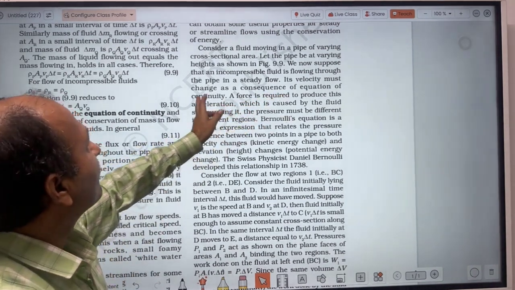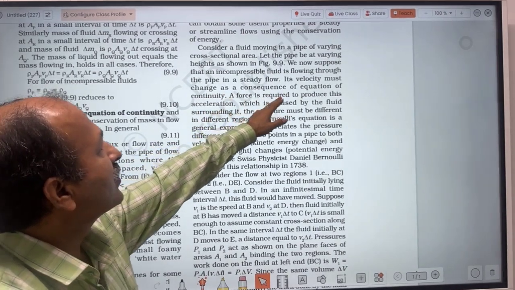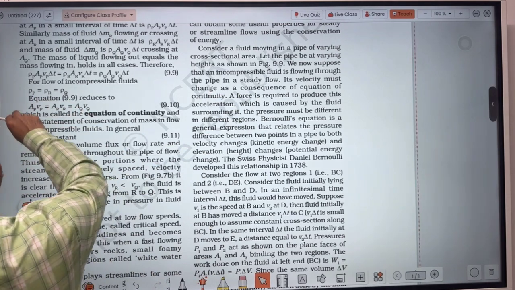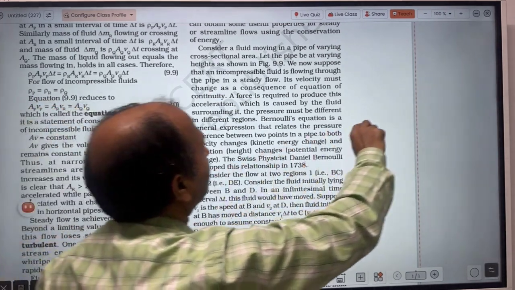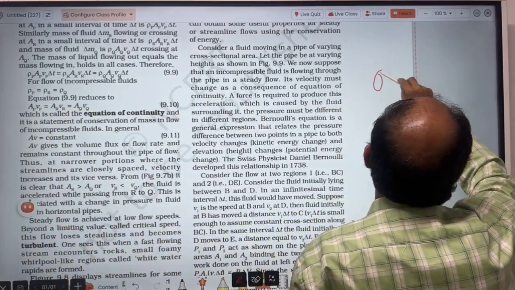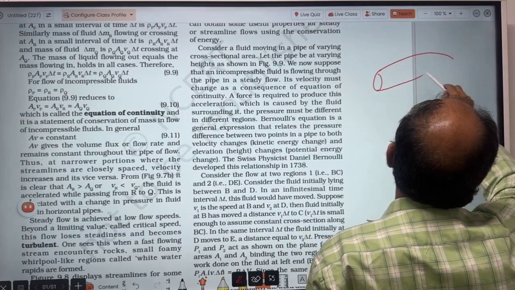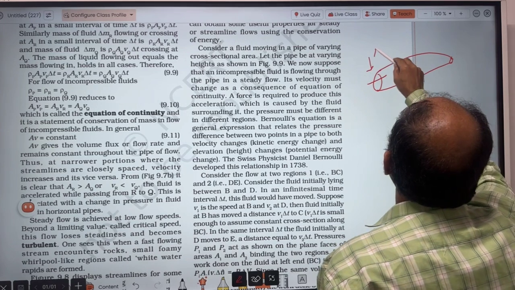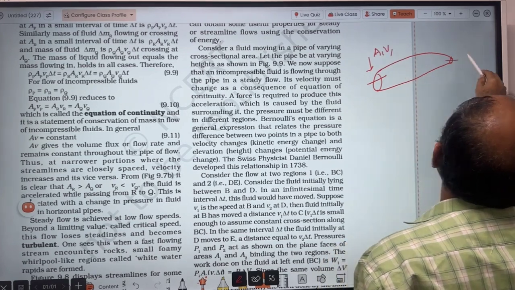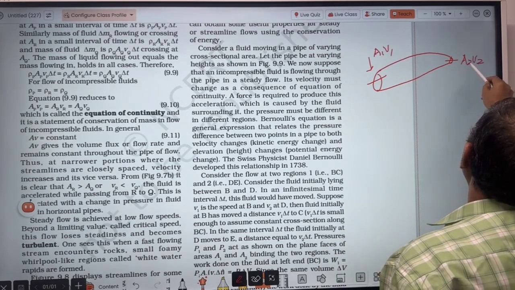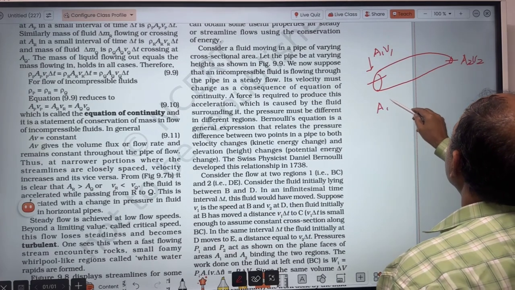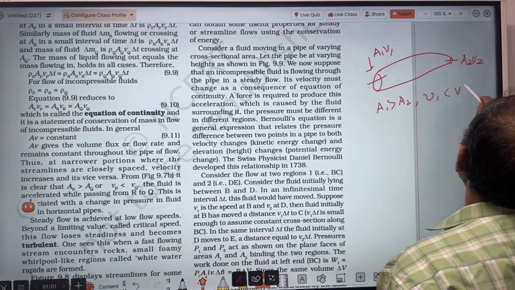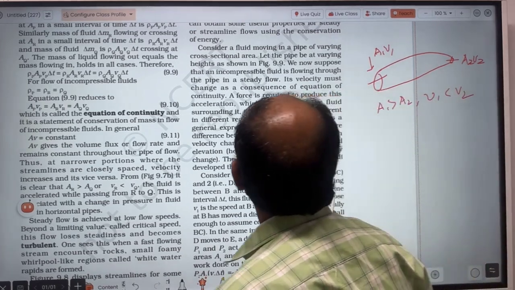Its velocity must change as a consequence of the equation of continuity. If you remember, the equation of continuity states that if there is a pipe of varying cross section, suppose here there is a constriction, then at this point it is A1 V1, at this point A2 V2. Since A1 is greater than A2, V1 will be less than V2. So that concept will apply over here also.